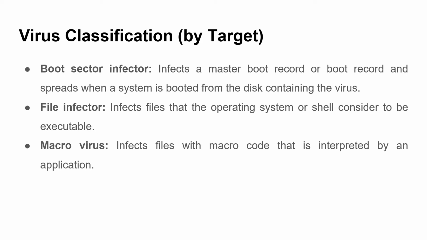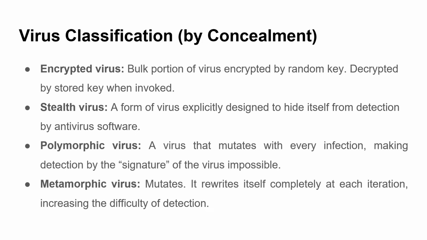It infects the master boot record and spreads when a system is booted from the disk containing the virus. And file infector infects the files that the operating system or shell considers to be executable. And macro virus infects the macro code interpreted by the applications. Virus classification can also be done based on the concealment.